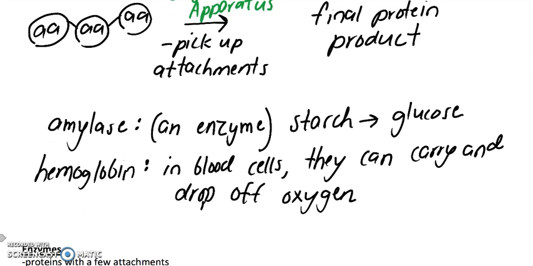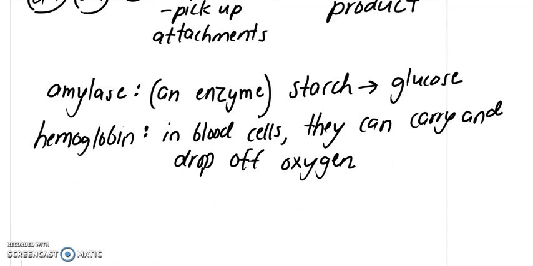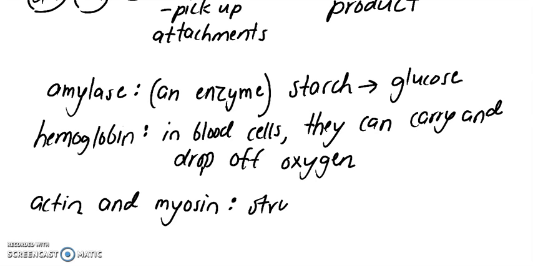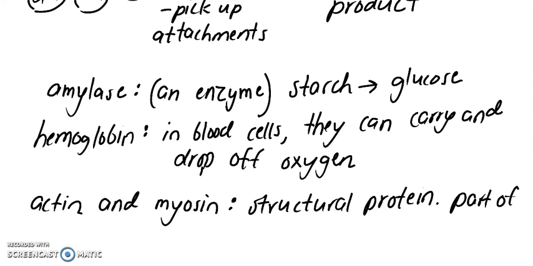And the last example, which is of a different type, is actin and myosin. They are proteins, but they are structural proteins. Just like the name says, they are a part of a structure, and that structure is our muscle cells. So this is a structural protein, part of muscle cells.